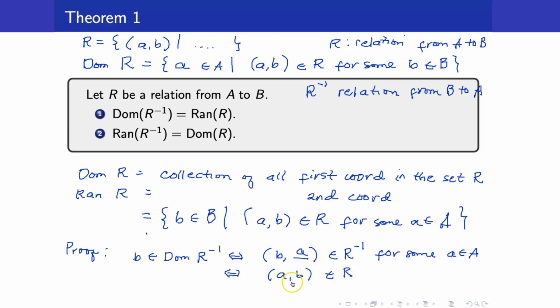When we invert that, again we have for some a in capital A. But what does it mean? b occurs as a second coordinate and it has a corresponding first coordinate, correct? So this means that since b is a second coordinate of an ordered pair in R, it means that b is an element of the range of R. Part 2 is left as an exercise.